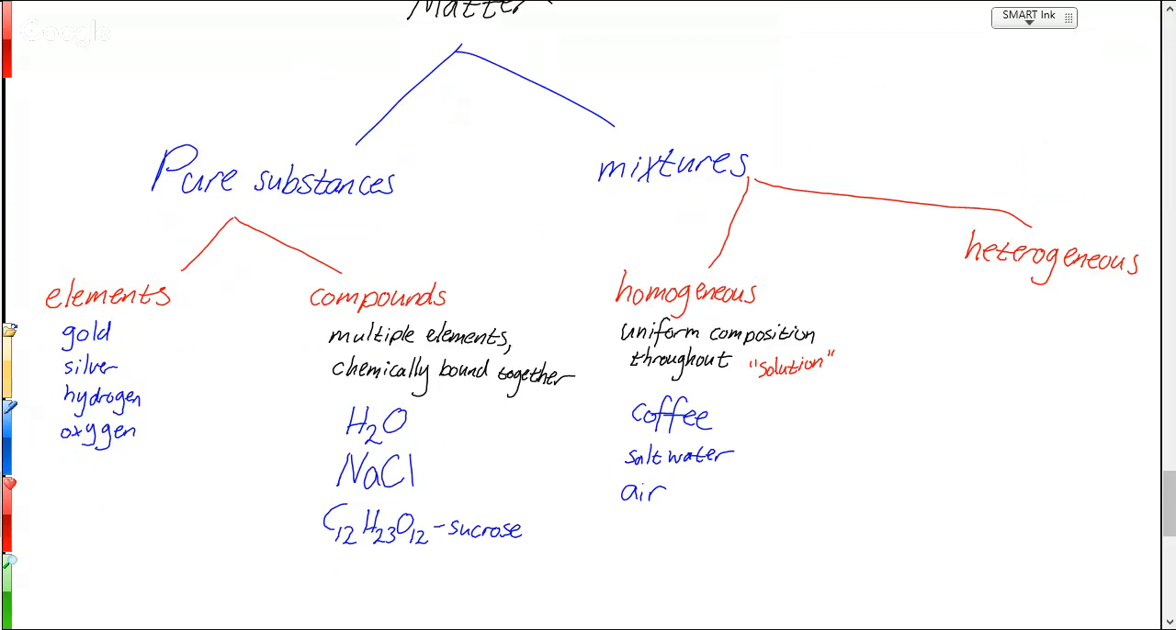You could have solid homogeneous mixtures, like has anybody ever heard of the different carats of gold that you can get, like 14 karat gold and whatever? Does anybody know what pure gold is? How many carats is it? Close. It's 24. 24 carats is pure gold. So why don't we usually have 24 karat jewelry? It's expensive, yeah, but there's another reason too. Yeah, it's really soft. Gold is really soft.